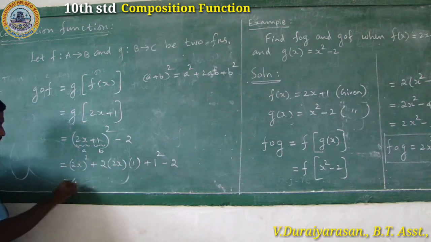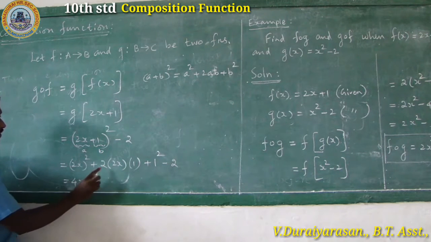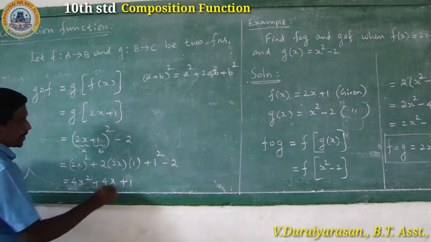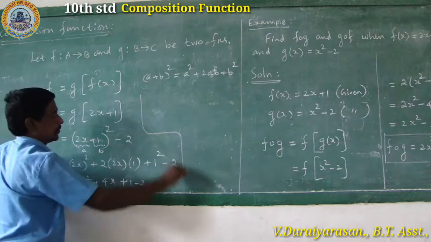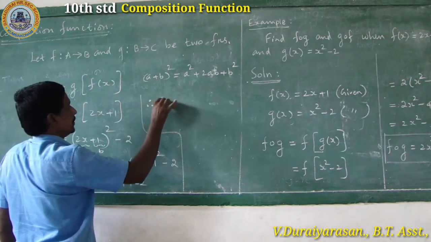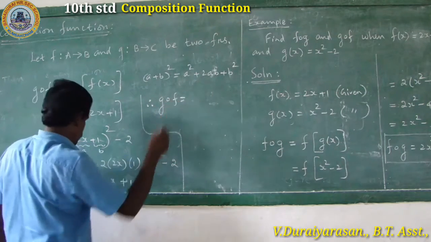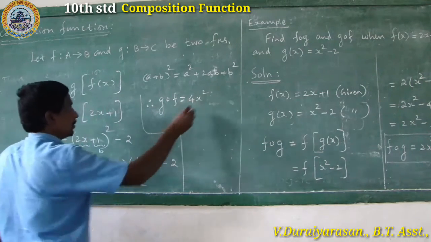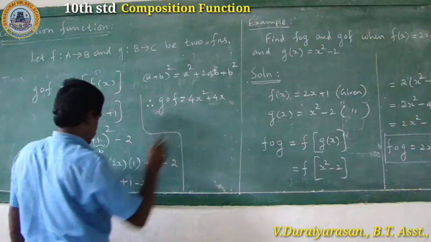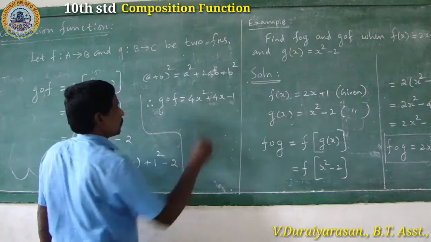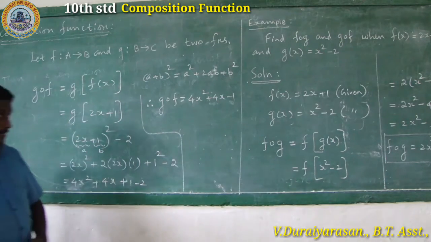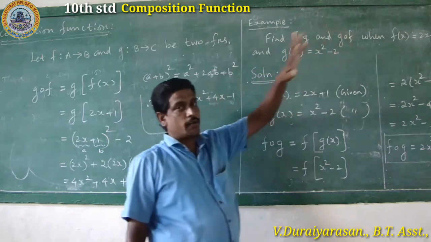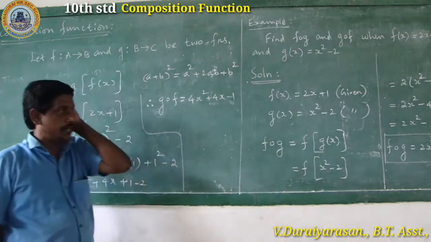2 square 4 x square 2 to 4x plus 1 square 1 minus 2. Therefore, g composite f is equal to 4x square plus 4x minus 1. But there are two questions. One question is f composite g. The other question is g composite f.